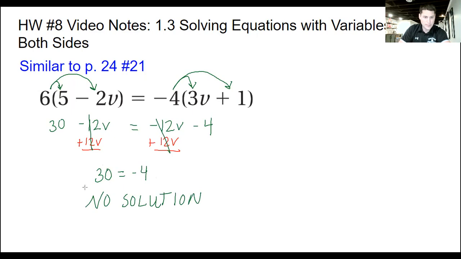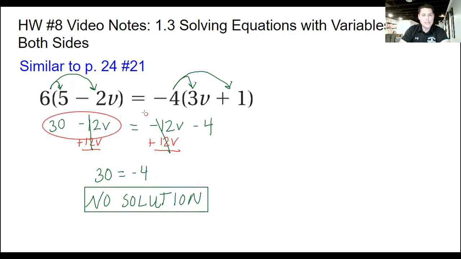And what that really means, and you can't do a check for no solution, is no matter what value v is equal to, you will never ever get the left side of the equation to be equal to the right side of the equation. You won't, because there's a 30 on the left and a minus 4 on the right, and the same variable term, negative 12v, on both sides. So that is no solution. Kind of funky. Let's take a look at another scenario.